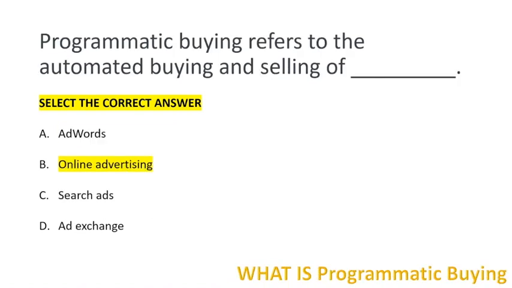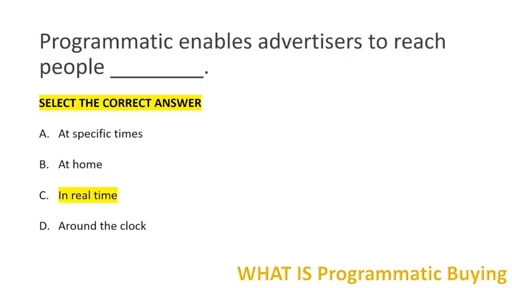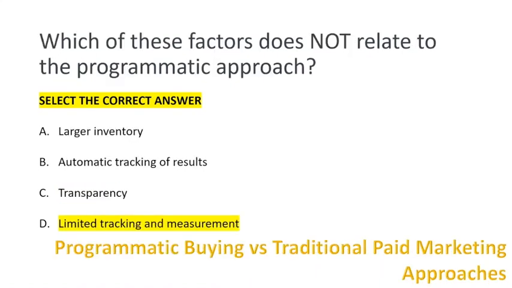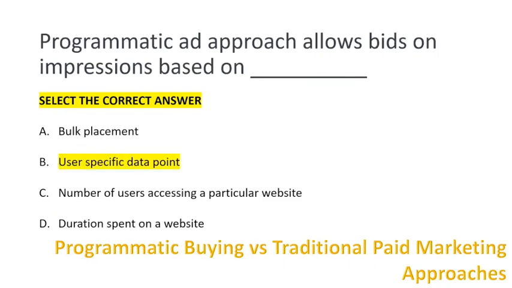Programmatic buying refers to the automated buying and selling of what? A. Online advertising. Programmatic enables advertisers to reach people in real time. Which is not an advantage of programmatic? A. Limited tracking and measurement. Programmatic ad approach allows bids on impressions based on a user-specific data point.